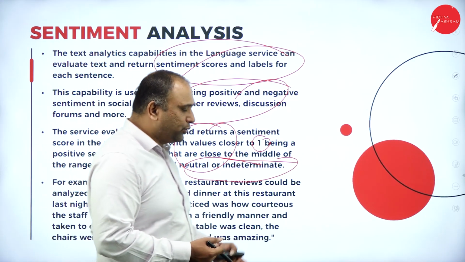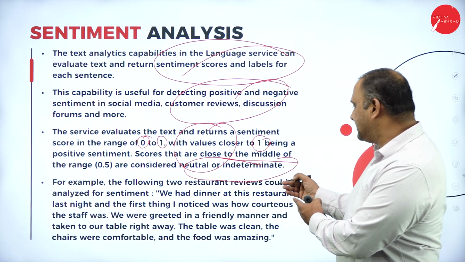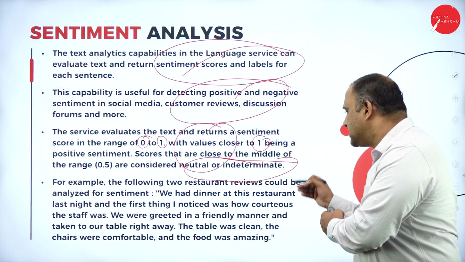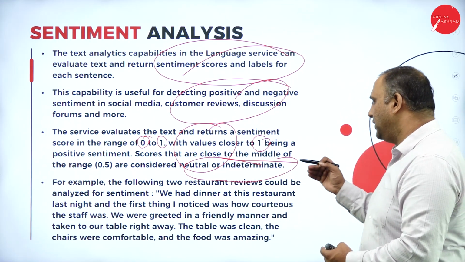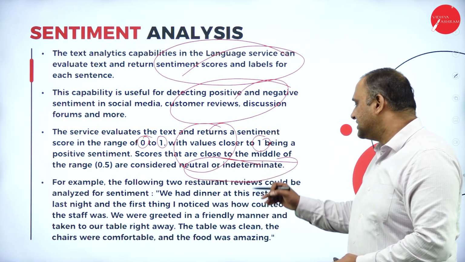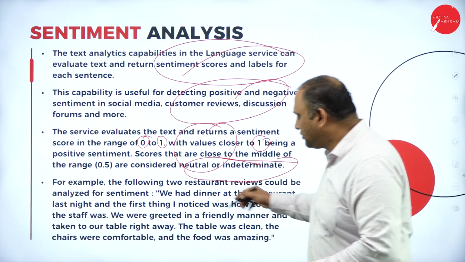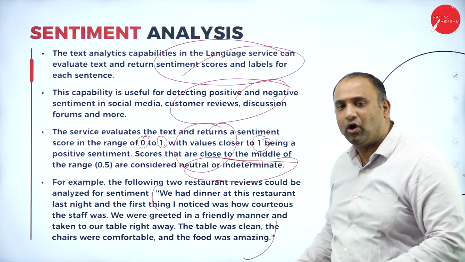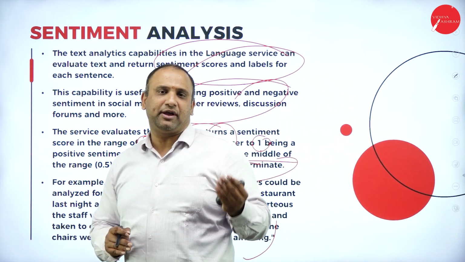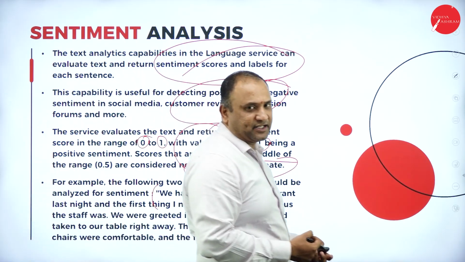So now what I'm going to do is read out a sentence. Let's see where we stand. We had dinner at this restaurant last night, and the first thing I noticed was how courteous the staff was. We were greeted in a friendly manner and taken to our table right away. The table was clean, the chairs were comfortable, and the food was amazing. Now, I'm trying to describe a dinner that took place last night, in my flow, in my fluency, in my English as far as possible.